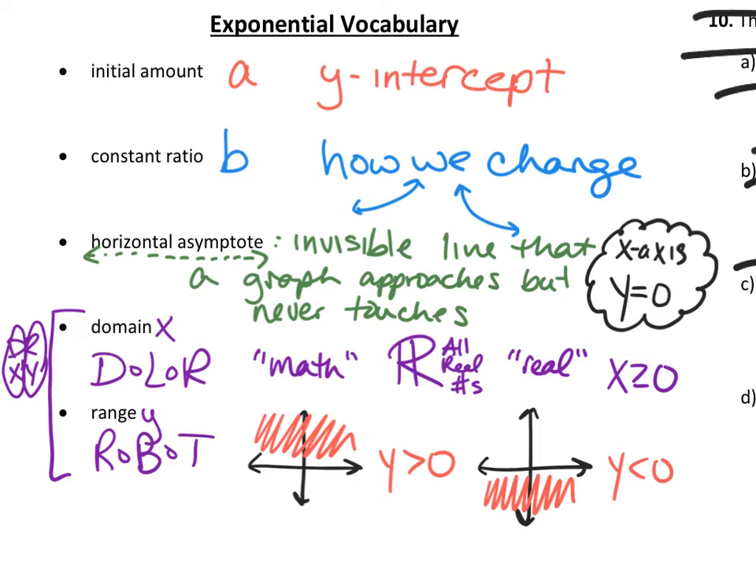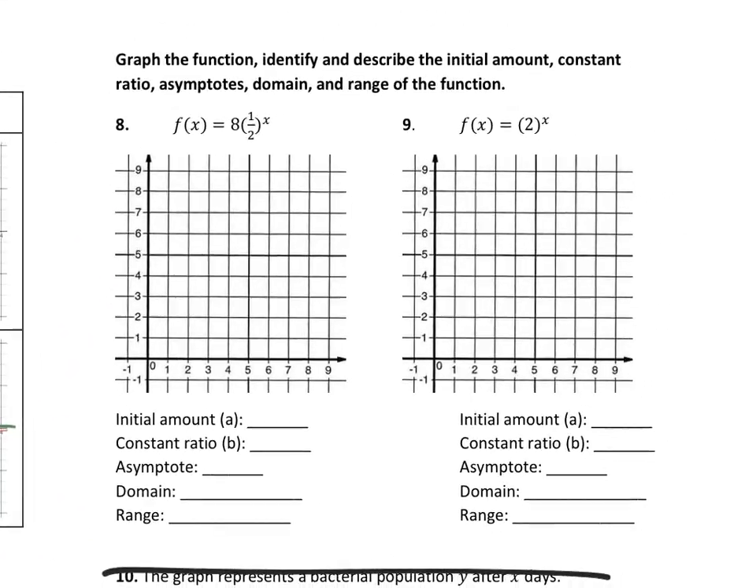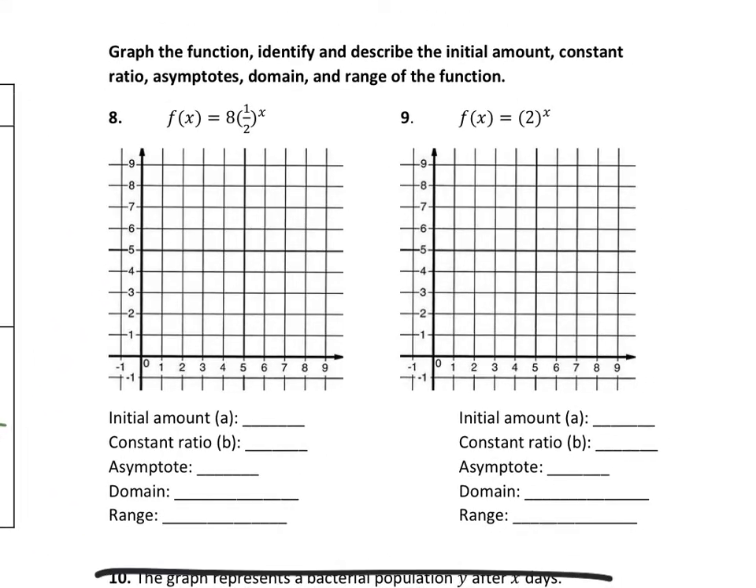All right. We move over to the actual questions here. I'm going to give you something like this, and I'm going to ask you to graph the function. But on your homework, I use the word sketch. So we're going to change the word graph to sketch, because sketching means I don't need you to be accurate. I need you to give me a sketch. Okay, sketch the graph. I'll teach you how to sketch things. It says identify and describe the initial amount, constant ratio, asymptotes, domain, and range.